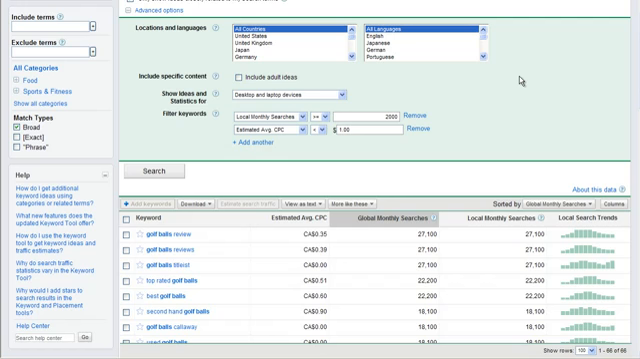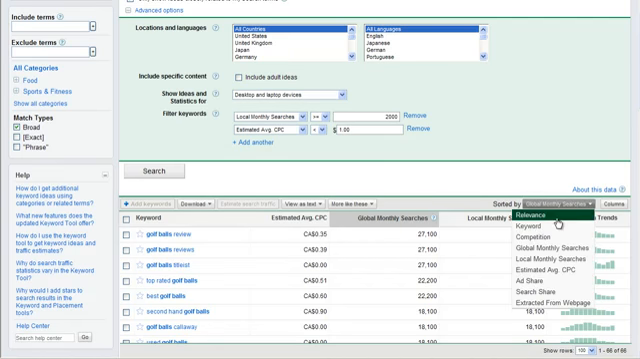Now, right now we can see our data is sorted by global monthly searches. If we wanted to, we could organize this data by relevancy. So Google would say, what's the most relevant thing to golf balls, and then put it in order descending from that.